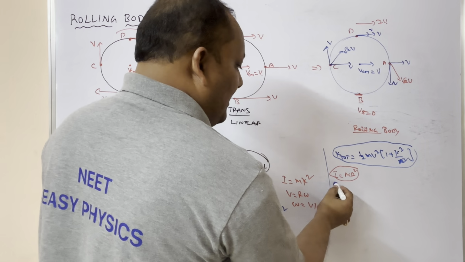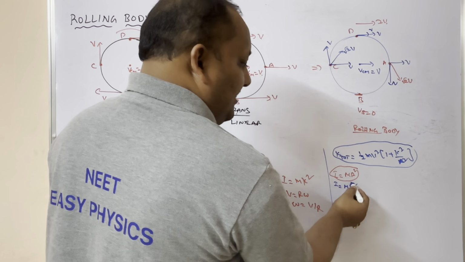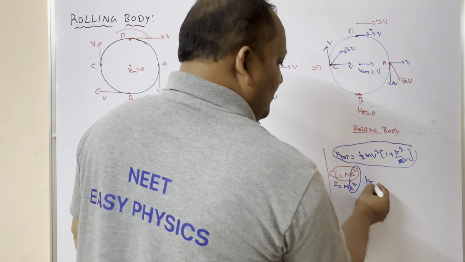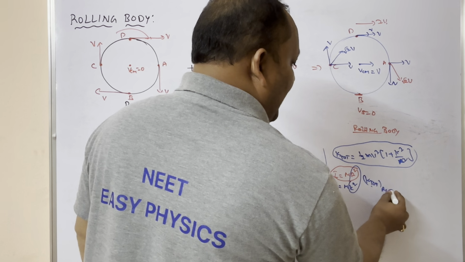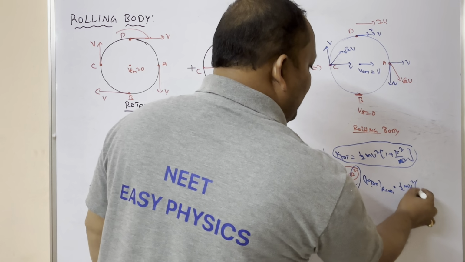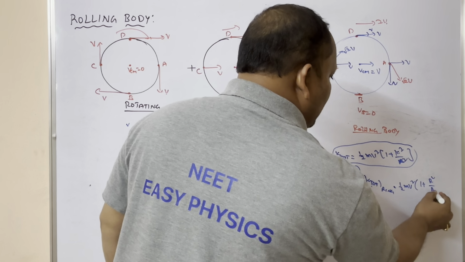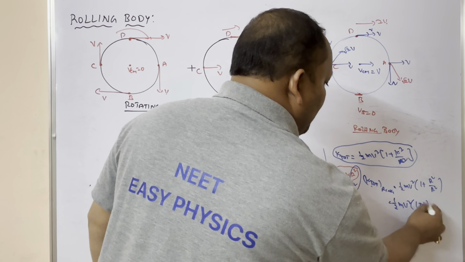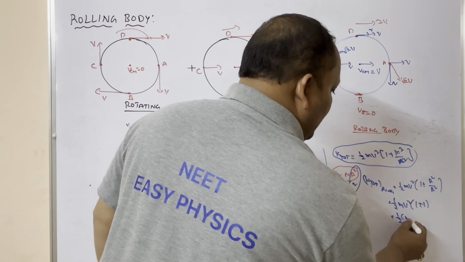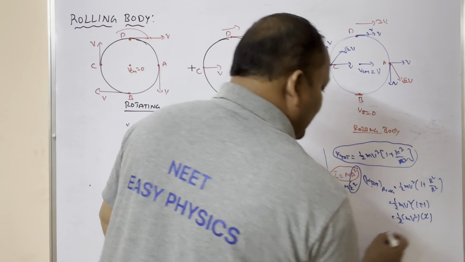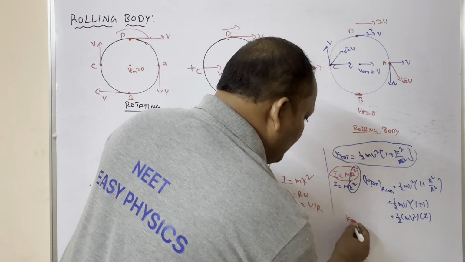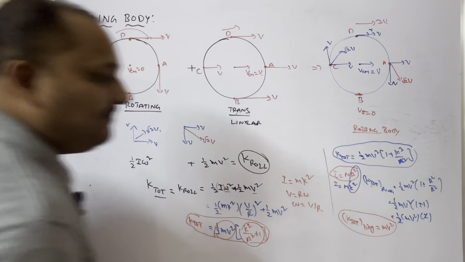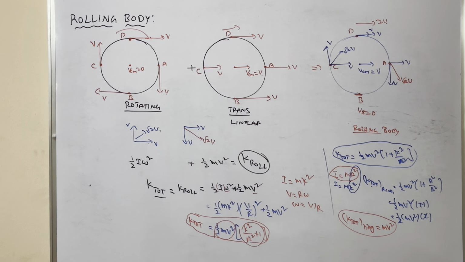If you compare with I is equal to m k square, in place of k what will be there? In place of k, r is there. In place of k square, r square is there. So the total kinetic energy of the ring is going to be half mv square into 1 plus r square by r square. Then what will you get? Half mv square into 1 plus 1. So 1 plus 1 is nothing but 2, 2 will cancel. Therefore, the total kinetic energy of a rolling ring is going to be m v square in terms of mass and linear velocity.